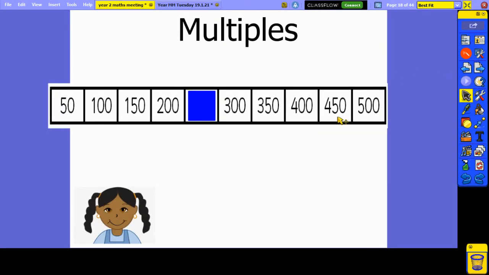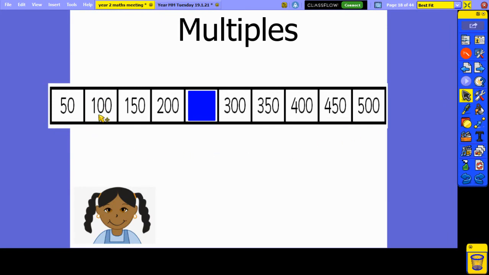Multiples. Oh, this looks tricky. Let's have a look. 50, 100, 150, 200, something, 300, 350, 400, 450, 500. All these multiples end in 0. So I know they must be a multiple of 10.